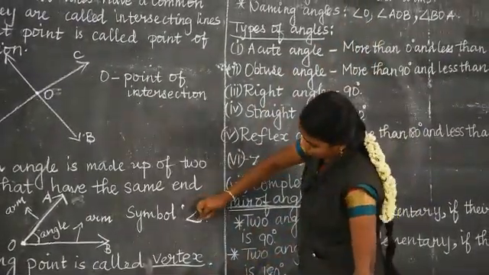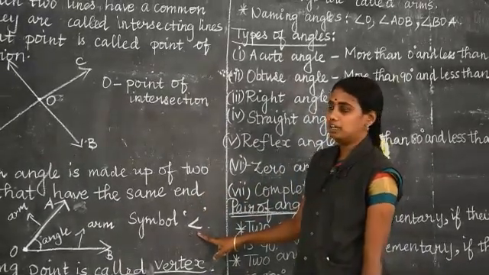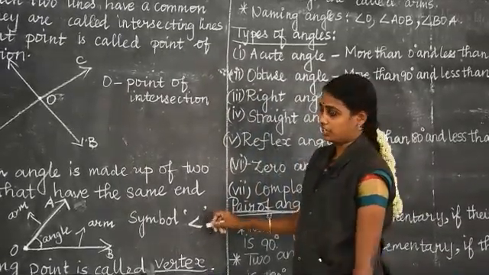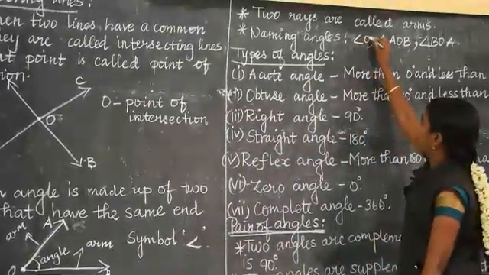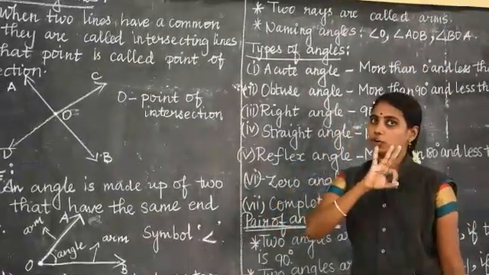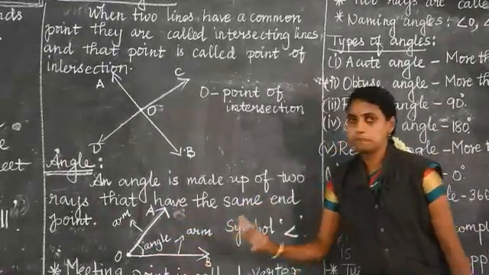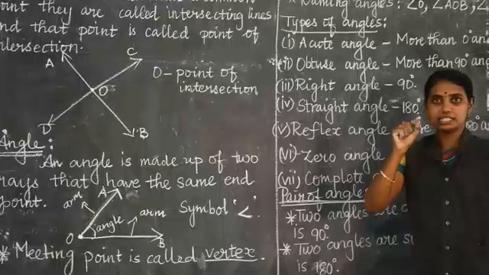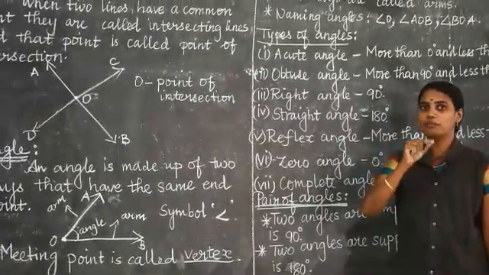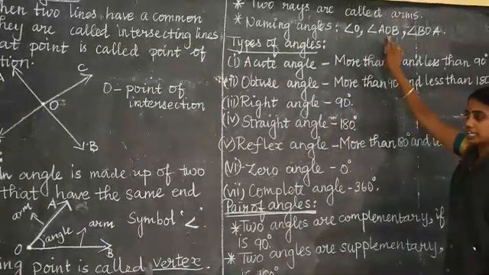For every angle, the symbol is like an L, but don't write L; I only said it looks like L. So now, angle O. Next is the three-letter name: A, O, B. That O must be the center letter. Why must O be in the center? Because that is where the angle is formed. So it must be the middle, second letter.